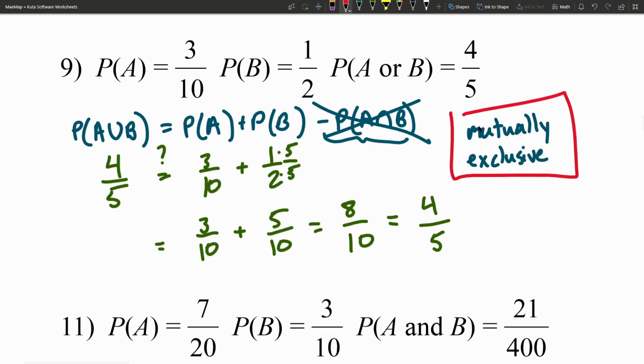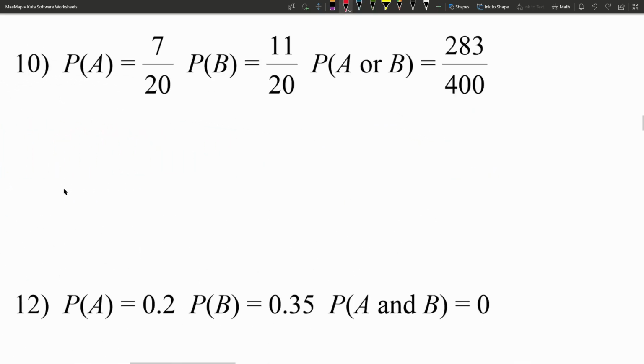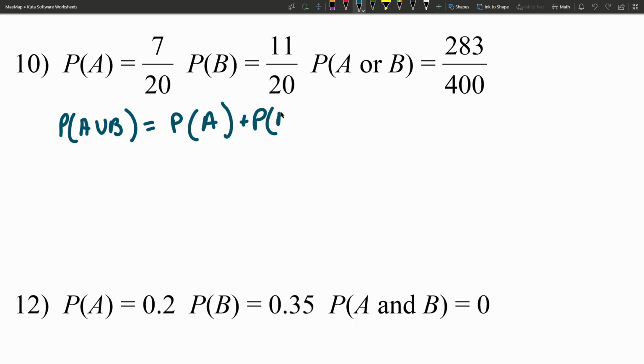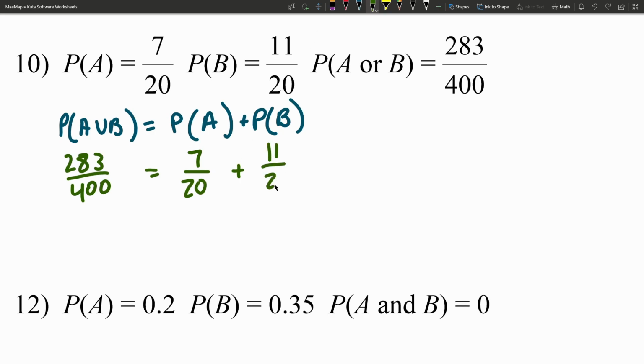Let's move on to number 10. In number 10, we have the probability of A, probability of B, and again, they give us the probability of A or B. If they're mutually exclusive, then the probability of A or B is going to be equal to the probability of A plus the probability of B. So we're going to see if this is true. Does 283 over 400 equal probability of A, which is 7/20, plus probability of B, which is 11/20?